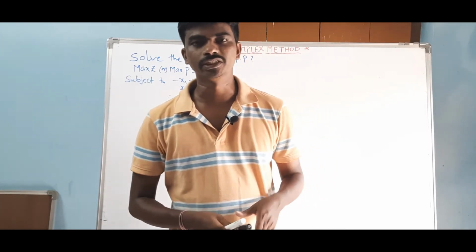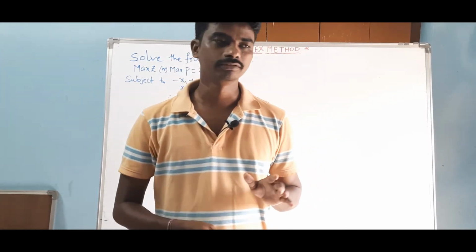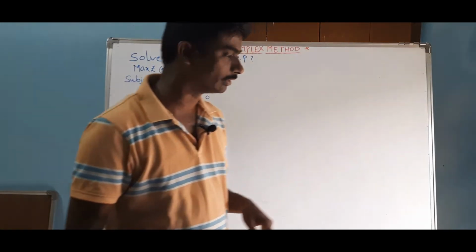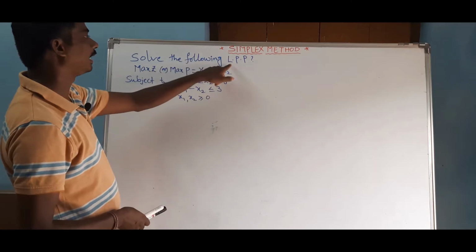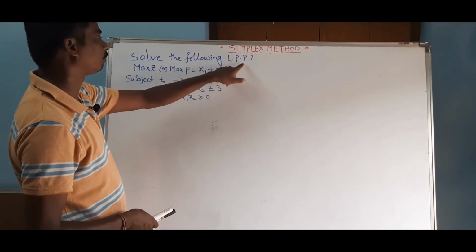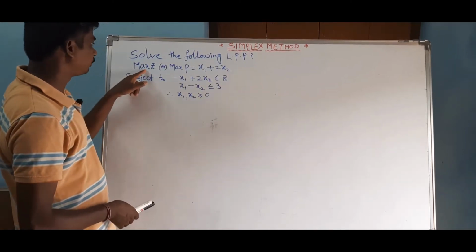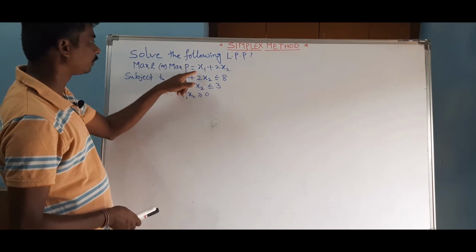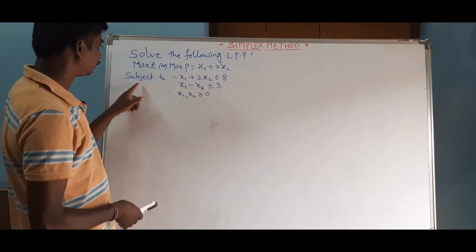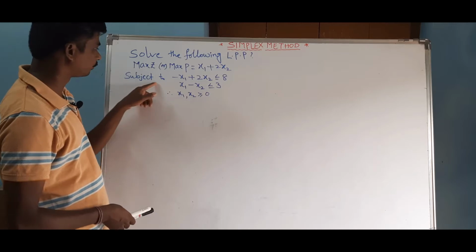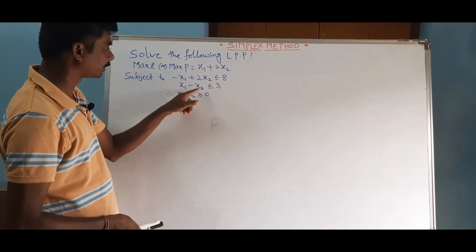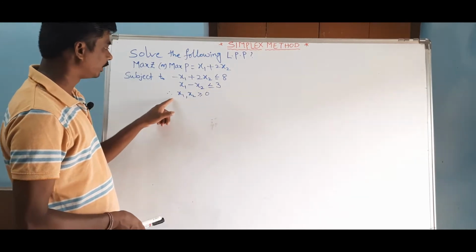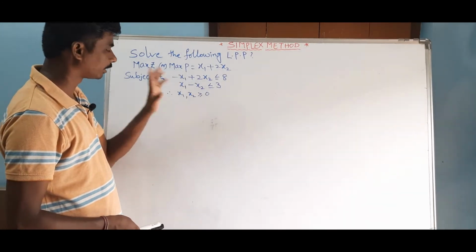Today our topic is the simplex method. This is one of the most important methods. Now solve the following LPP, linear programming problem. Maximize z, or maximize p, equal to x1 plus 2x2, subject to constraints: minus x1 plus 2x2 less than or equal to 8, x1 minus x2 less than or equal to 3. Therefore, x1, x2 greater than or equal to 0.